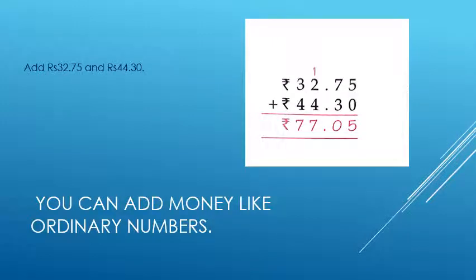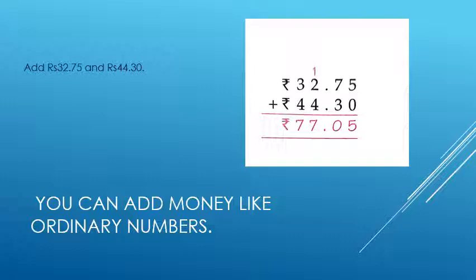Now children, let us see the second method. Look at the example. Add rupees 32.75 and rupees 44.30. Children, here first you write the rupees and paise with a point separating them. Then you can add them like ordinary numbers. So write rupees 32.75 plus rupees 44.30.